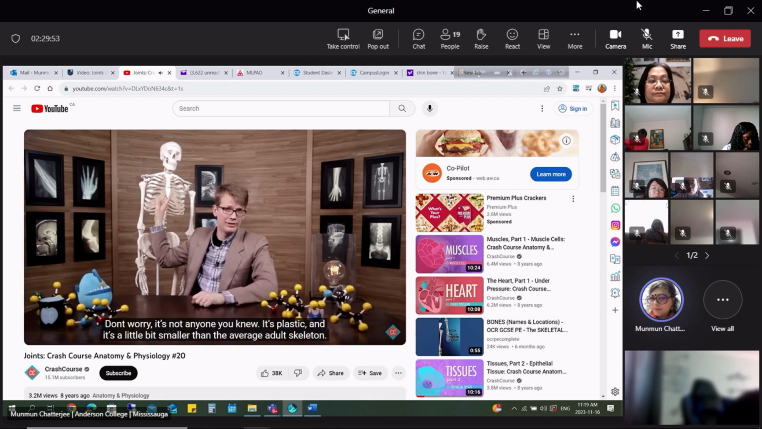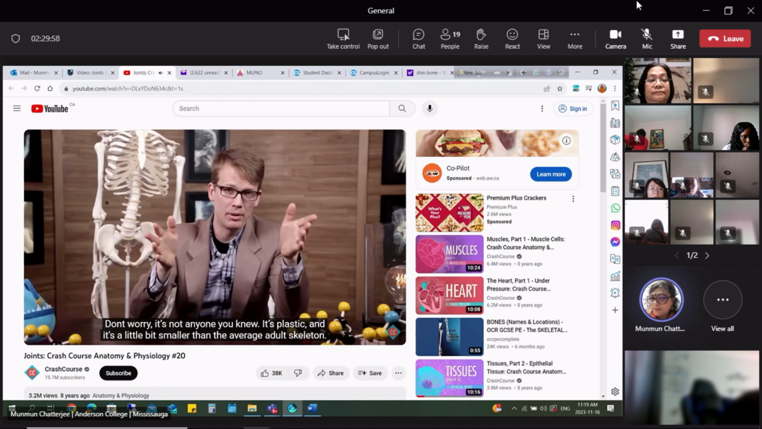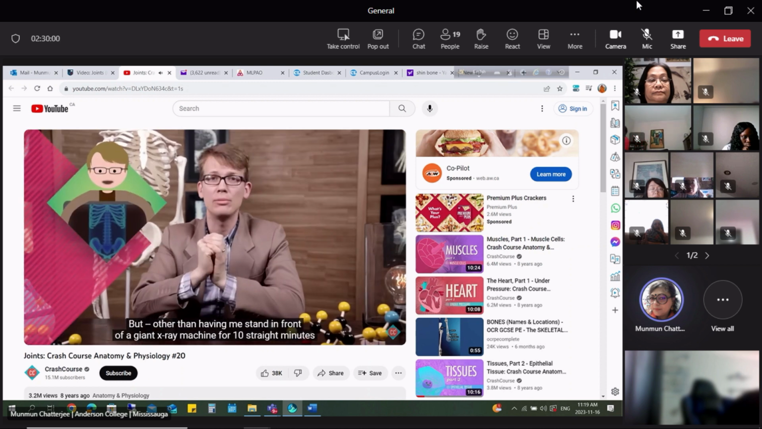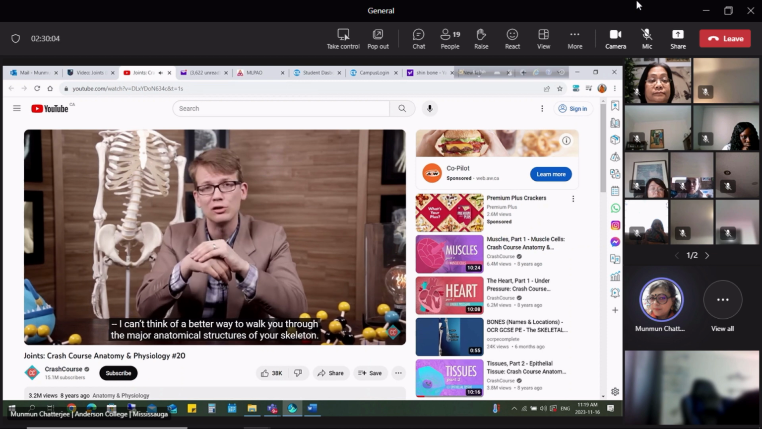Don't worry, it's not anyone you knew. It's plastic, and it's a little bit smaller than the average adult skeleton. But other than having me stand in front of a giant x-ray machine for 10 straight minutes, I can't think of a better way to walk you through the major anatomical structures of your skeleton.